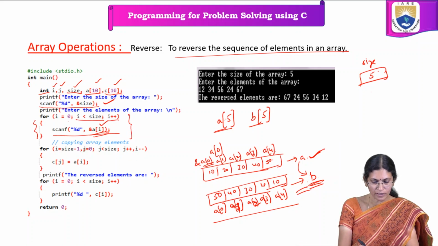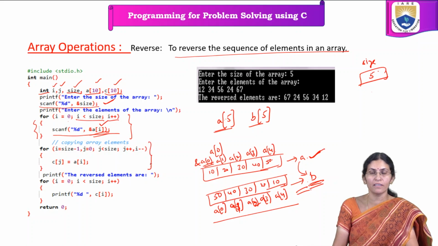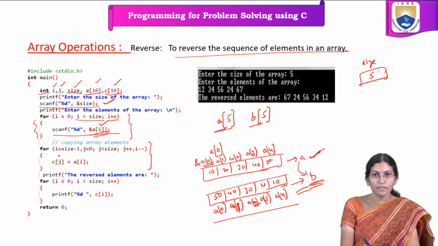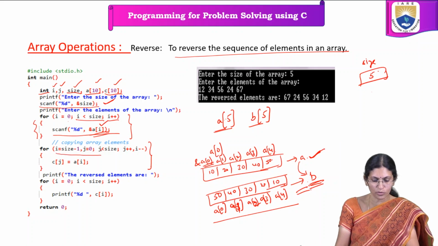Next, copying the array elements. This is the main part of the code where the reversal operation is done. Let us see how this code operates. Here we are using two variables. We have seen the syntax of the for loop, and we know that we can use more than one variable in the initialization expression. In the initialization expression we have used I is equal to size minus 1.